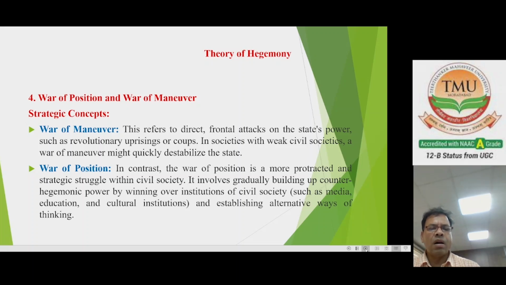Next is called war of position. In contrast, the war of position is a more protracted and strategic struggle within civil society. It involves gradually building up counter-hegemonic power by winning over the institutions of civil society, such as media, education, and cultural institutions, and establishing alternate ways of thinking.